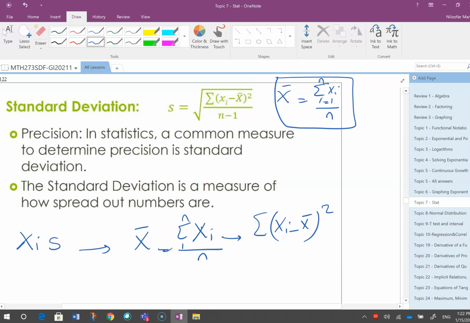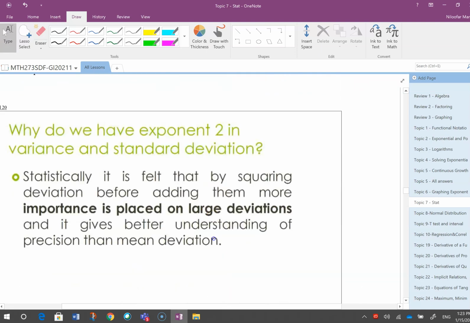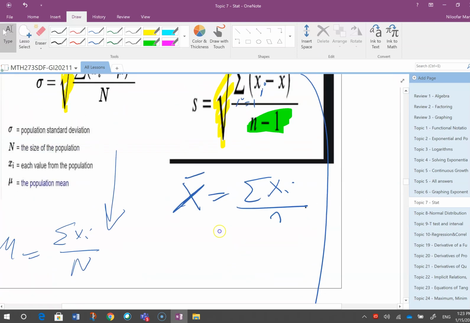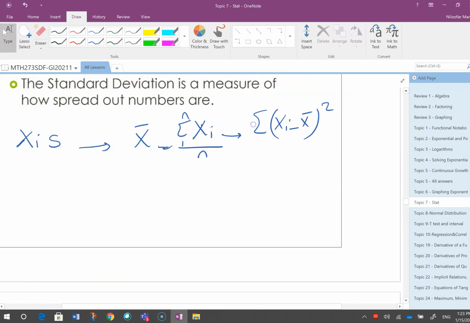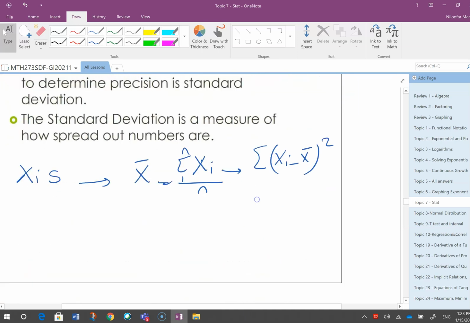Okay, why do I divide by n minus 1? What's the reason for n minus 1 instead of dividing by n? Why don't I divide by n? I do n minus 1. What's the color I use here? Yes, green. Okay, so this is the color I used. What is the reason for that?